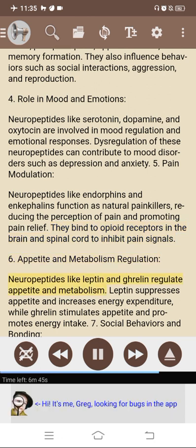6. Appetite and metabolism regulation. Neuropeptides like leptin and ghrelin regulate appetite and metabolism. Leptin suppresses appetite and increases energy expenditure, while ghrelin stimulates appetite and promotes energy intake.